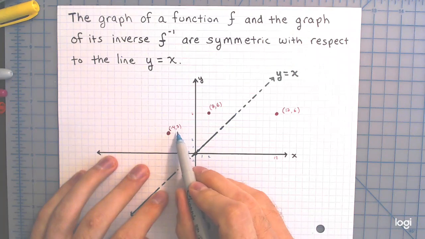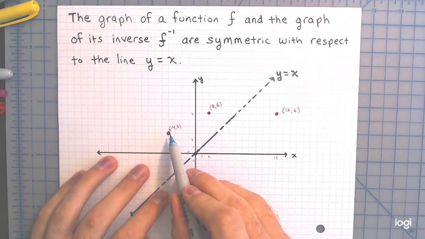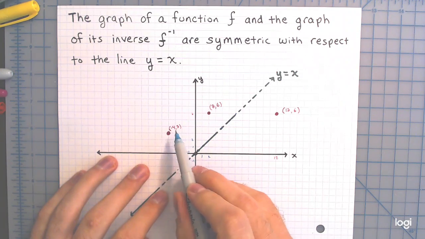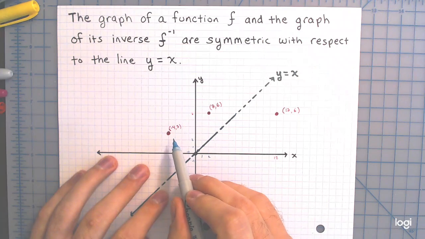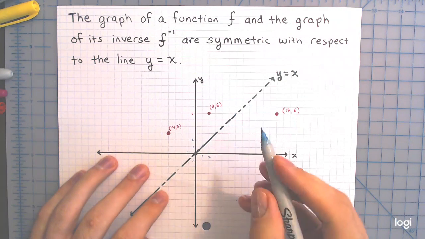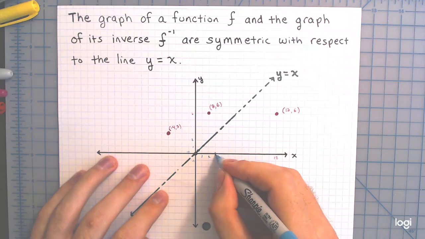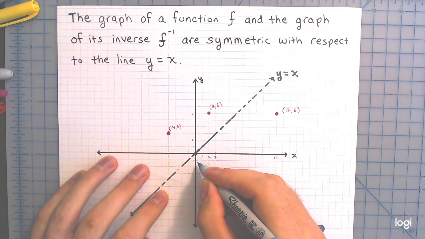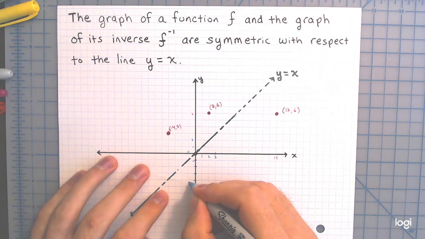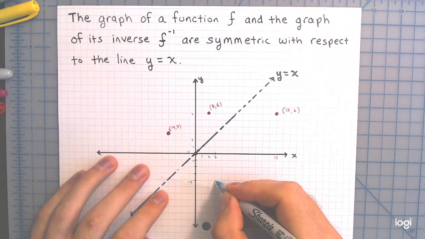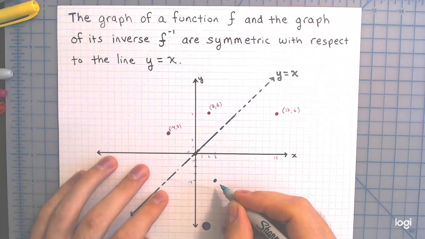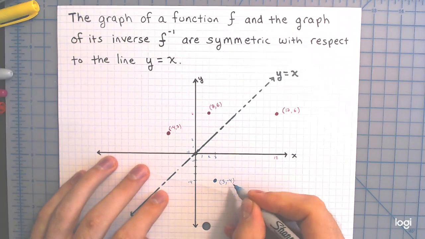So like (-4, 3), -4 for the x, 3 for y. If this isn't a function, what would the ordered pair in the inverse be? Switch these: (3, -4). So 3 for the x and -4 for the y. So this point down here, I'll label this (3, -4).